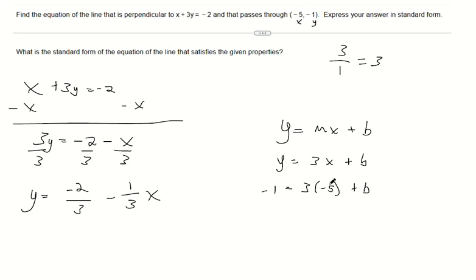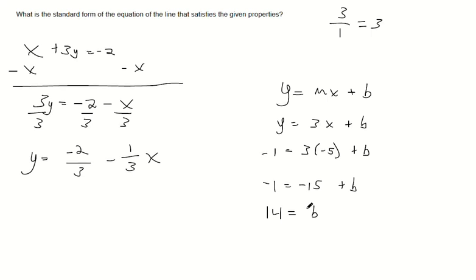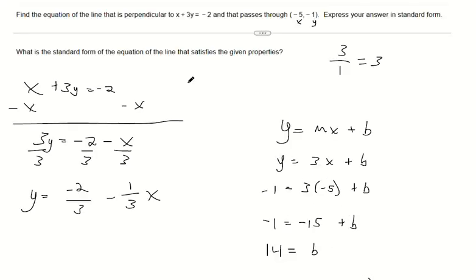So I plug the -5 in for x, -1 in for y, and now I can solve this equation for b. Add that 15 to both sides, so 15 plus -1 is 14. Make sure to use a calculator to check yourself if you have trouble with negatives. And now I have everything. I got my slope. The m was 3, and the b is 14. So this is the equation that's perpendicular to this one and passes through this point.